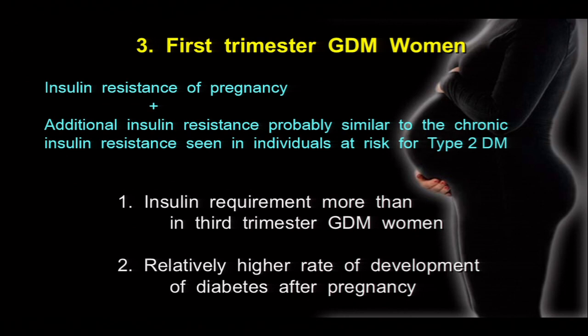About the first trimester GDM woman: she has insulin resistance of pregnancy plus additional insulin resistance, probably similar to the chronic insulin resistance seen in individuals at risk for type 2 diabetes. She is already a candidate for type 2 diabetes, shows chronic insulin resistance over which the insulin resistance of pregnancy is superadded. Therefore, her insulin requirement will be more than the third trimester GDM woman, and she has a relatively higher rate of development of diabetes after pregnancy.